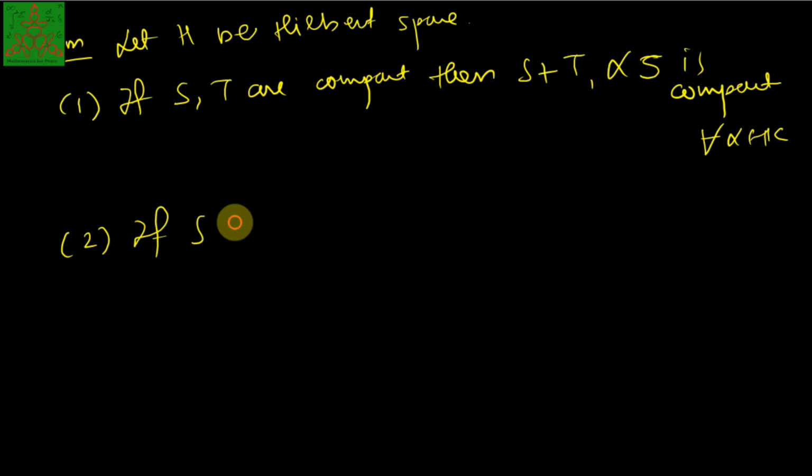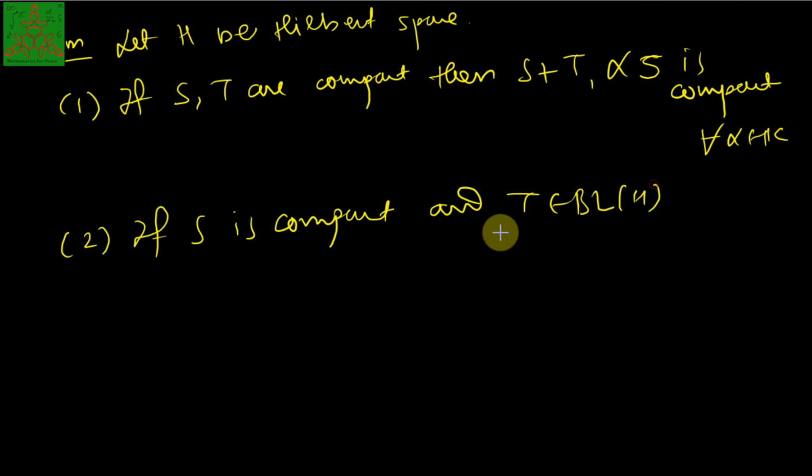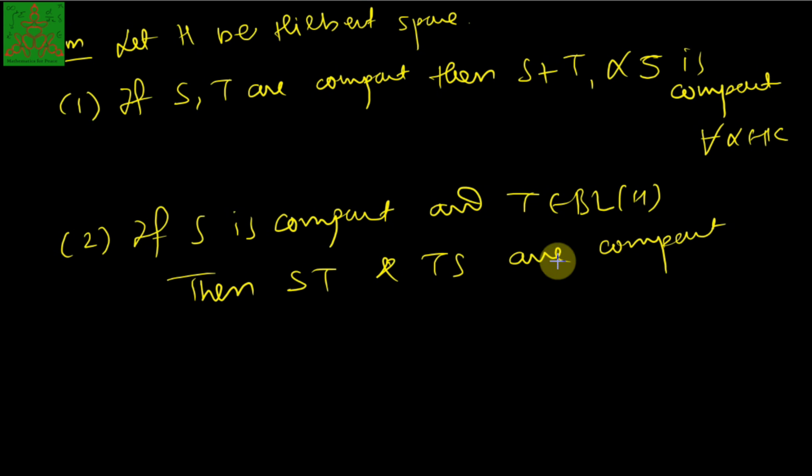And if S is compact and T belongs to BL of H, then ST and TS are compact. And it tells you that this is a two-sided ideal, so the set of all compact operators is a two-sided ideal of BL of H.